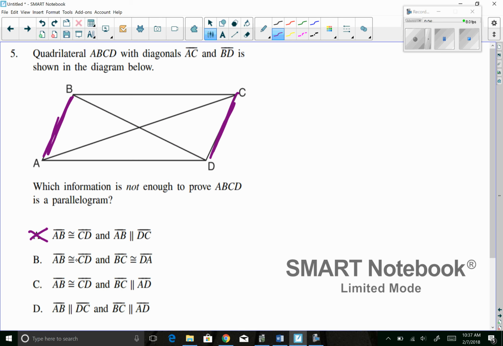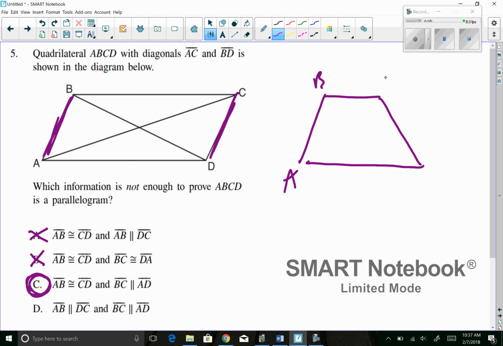Choice B is that both sets of opposite sides are congruent. That's a trait of a parallelogram, so that's not true. C says that AB and CD are congruent, and then BC and AD are parallel. That's not something that proves a parallelogram. If you think about it, I could redraw this picture labeled the same way, make it so that the top and bottom were parallel, and that the two sides were congruent, making an isosceles trapezoid, that's not a parallelogram. That's what C is saying. These opposite sides are parallel. That's a good trait of a parallelogram.